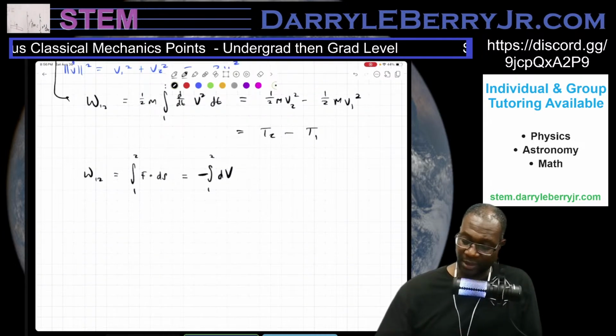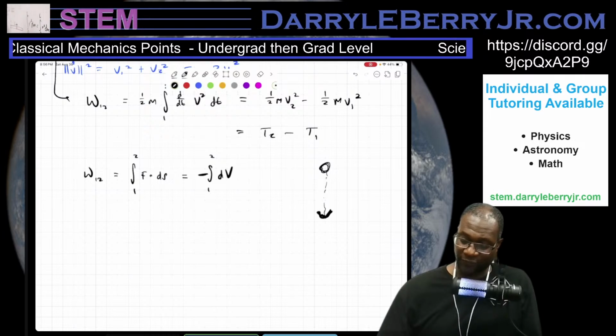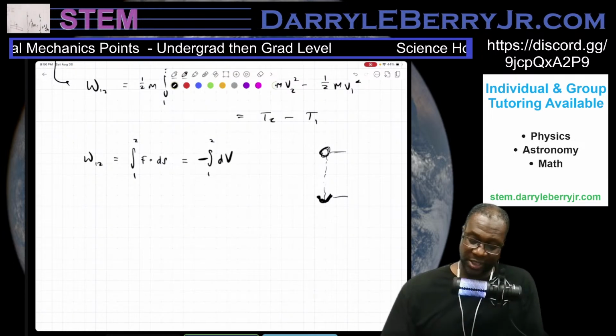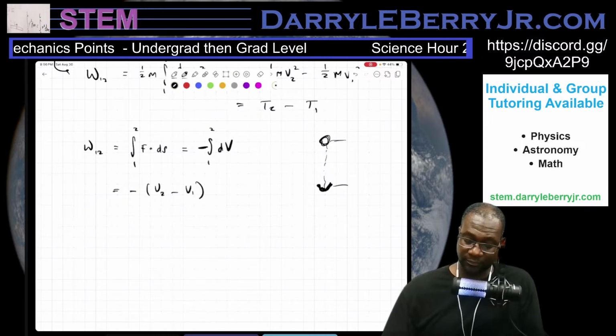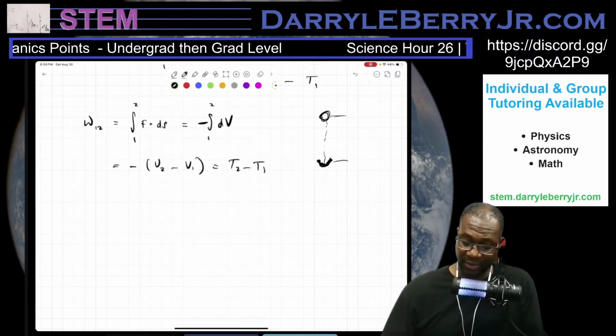So if I have a block up here and I drop it down, the more it falls, the faster it'll go, the more kinetic energy it'll get. But the less potential energy it'll have because it's lower. We put the negative on the dV. So that means that work also equals negative (V2 minus V1), which also equals T2 minus T1.